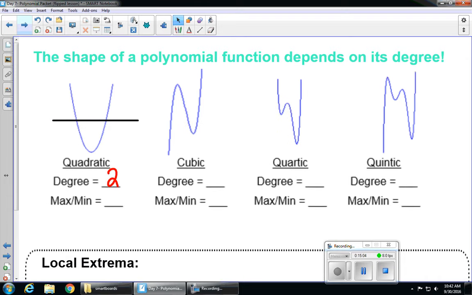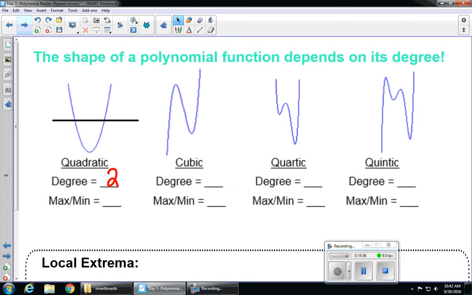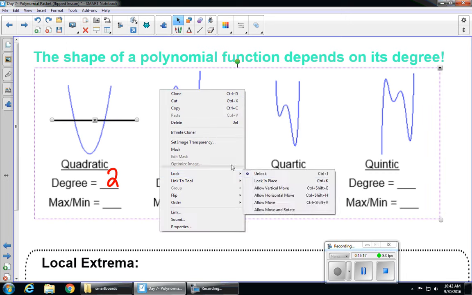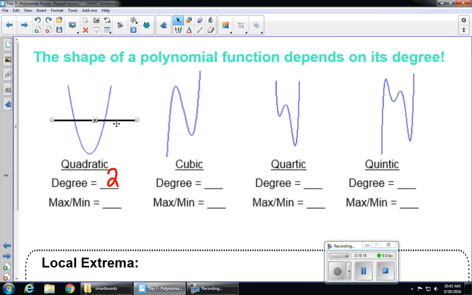If I took it and I moved the line, let me just lock this other piece in place so it doesn't move on me. If I take this line and I move it down here, it touches 0 times. And we're going to see that that will eventually mean there are imaginary solutions, or there are no real roots. So now if we take a look at this graph, maximum and minimum, there is one max or min. A maximum or a minimum is like a turning point.